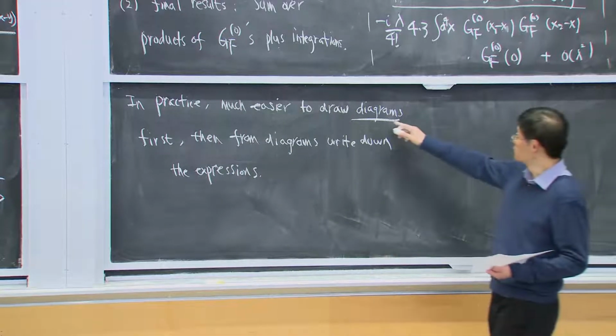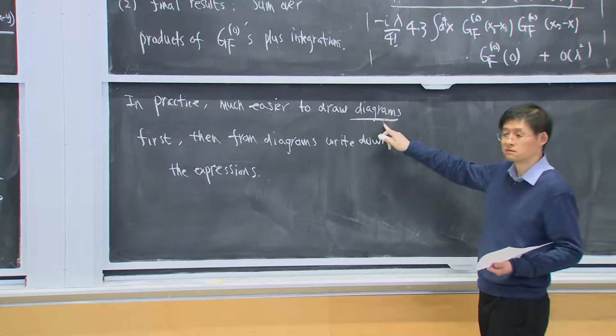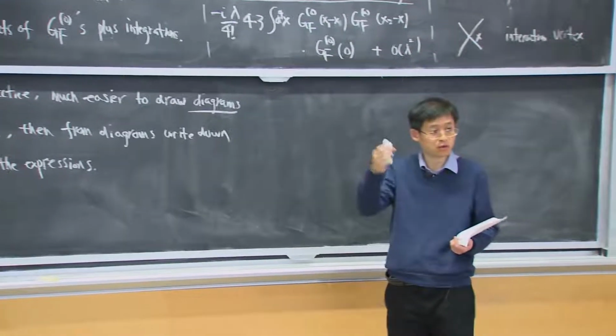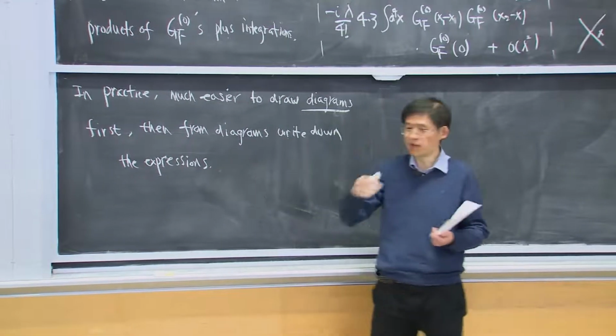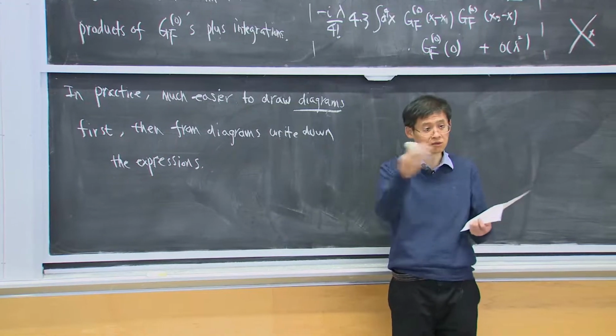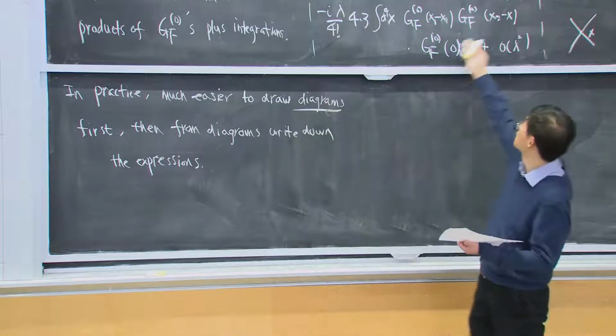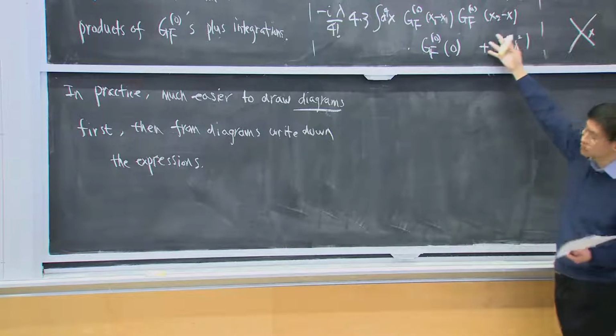So those diagrams are just called the Feynman diagrams. We just draw possible diagrams, and then from the diagrams we write down the expression. That's called the Feynman rules. I give you a diagram, then there's a rule which converts it into such kind of expression.